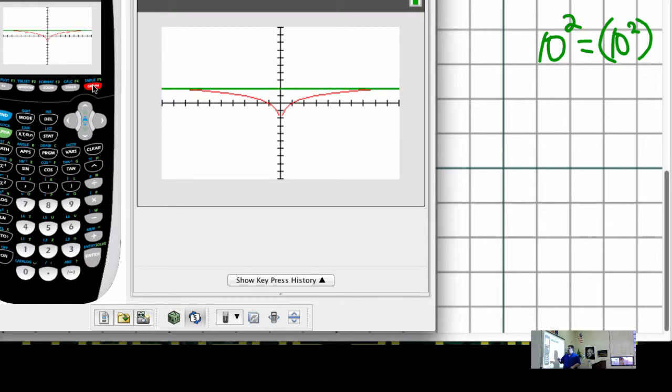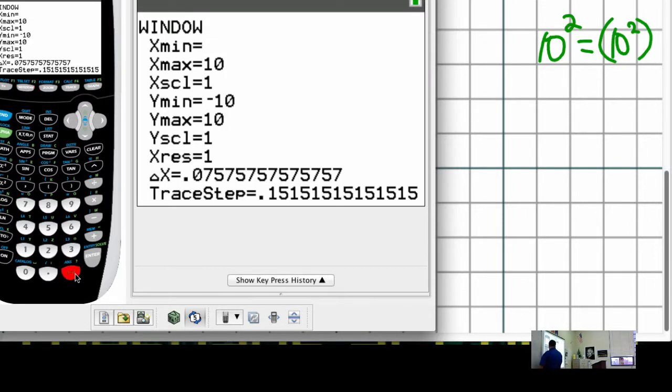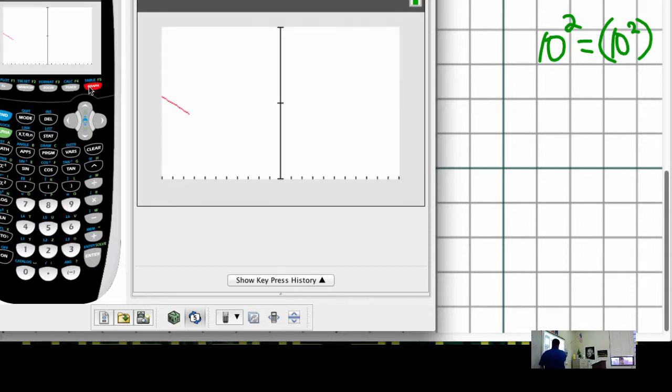So when I set my window, my x values need to go from like negative 11 to 11, because that's outside of the x parameters. For my y values, we know that it has to intersect 2, so I'm going to choose a y min of 1 and a y max of 3, because 2 is right in the middle of those. And then I'll get a graph like this. Everybody that has a calculator should have a calculator in their hand.